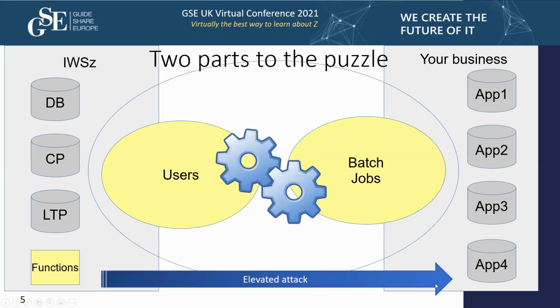Along the bottom here, we've got this thing called an elevated attack. You can have somebody that's got access to IZWS that doesn't have access to run jobs in production, but might be able to get IZWS to do something for them that they shouldn't be able to do. And this is the thing that we're going to look at today, how we handle that.